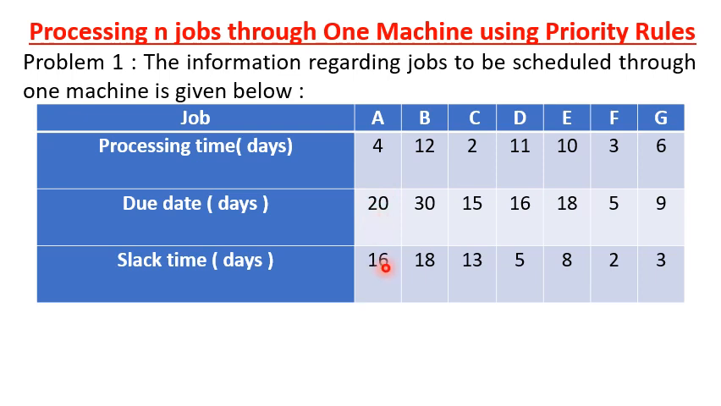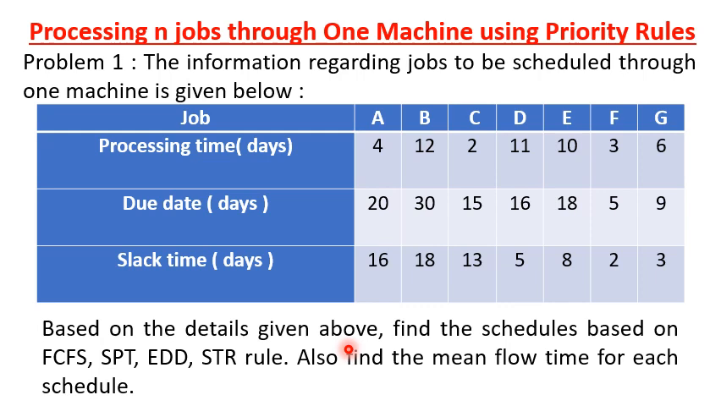And slack time is the difference between the due date and the processing time. Okay. Now you are required to find the schedules based on FCFS, SPT, EDD and STR rules. So based on the details given above, find the schedules based on FCFS, SPT, EDD and STR rule. Also find the mean flow time for each schedule.